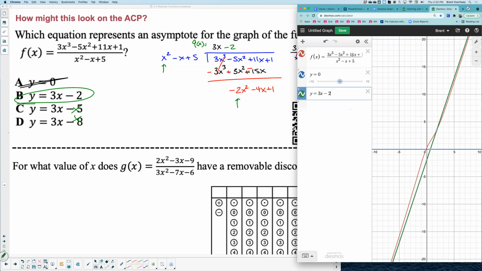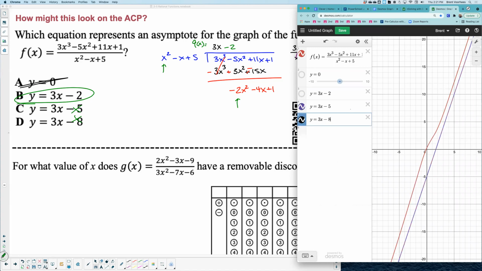And I want to make sure I got everything typed in right first. 3x squared cubed. Okay, and then there's y equals 3x minus 5. Notice that is not as good as the green. Let me turn off the other options. So that is not as good as the green. And then finally, there's y equals 3x minus 8. And that's even worse than the purple.